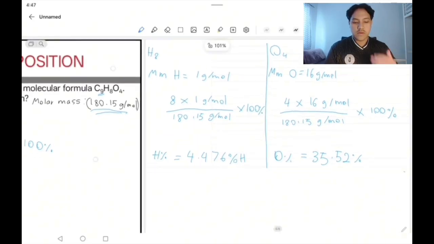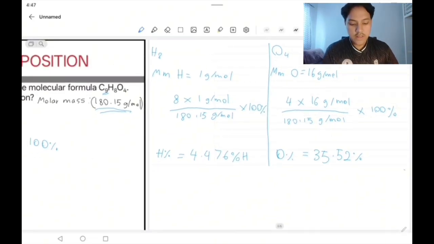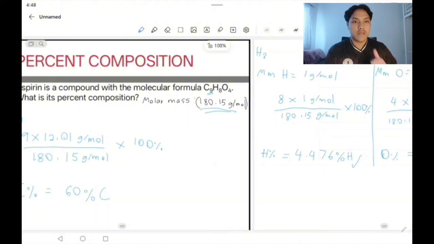I just use the same technique, which is N, the subscript, times the particular molar mass of the element divided by the molar mass of the compound, and times 100%. So for the H percent, I got 4.476% for hydrogen, and for the oxygen I get 35.52%. So that's all for the percent composition. Make sure to do a lot of exercises to get better at chemistry.